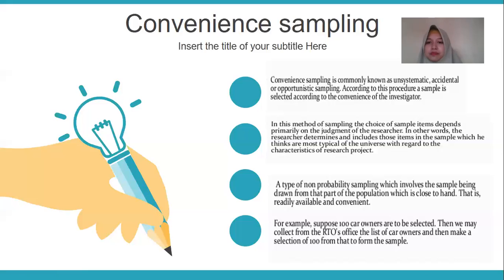It is a type of non-probability sampling which involves the sample being drawn from that part of the population which is close to hand, that is, readily available and convenient. For example, suppose 100 car owners are to be selected, then we may collect from the RTO's office the list of car owners and then make a selection of 100 from that to form the sample.